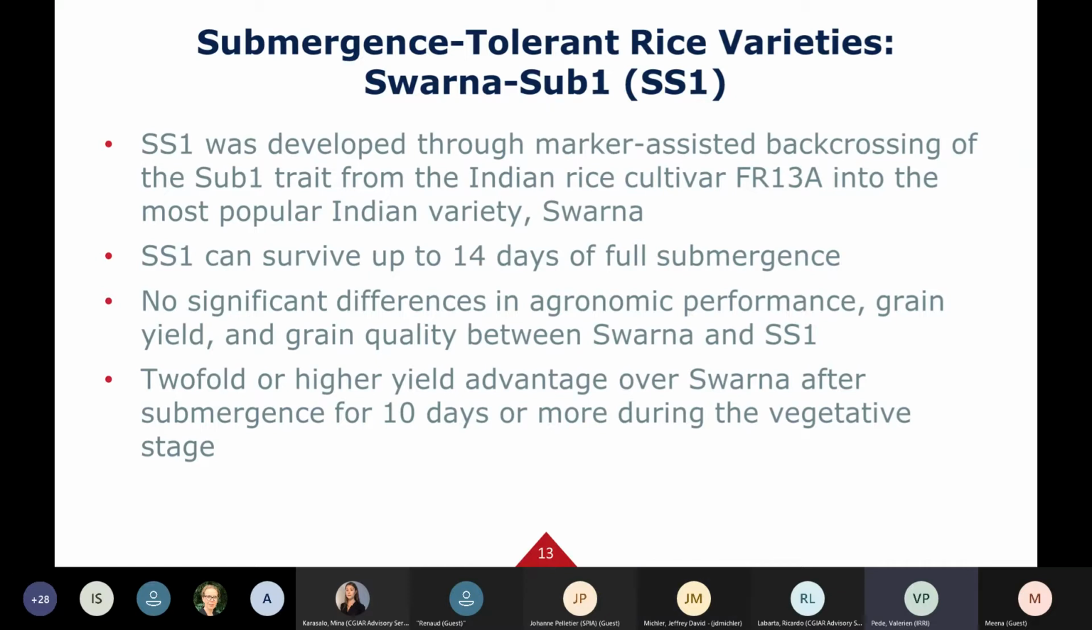But under normal conditions, several studies show that there is no significant difference in agronomic performance and also in grain yield and grain quality between Swarna and Swarna-Sub1. However, in comparison to Swarna, it is shown that there is a 2-fold or higher yield advantage over Swarna after a submergence of 10 days if it happened during the vegetative stage. So this is just a quick overview about the characteristics of the technology.